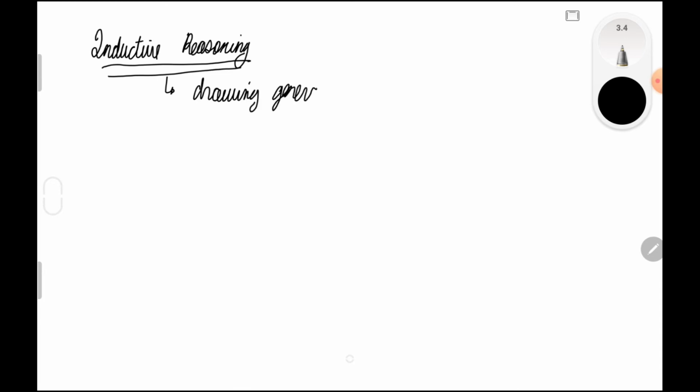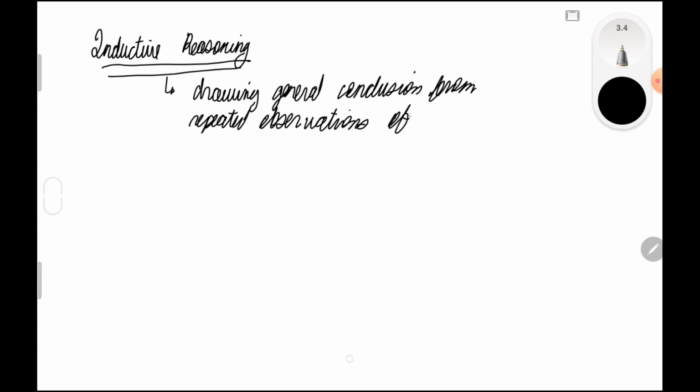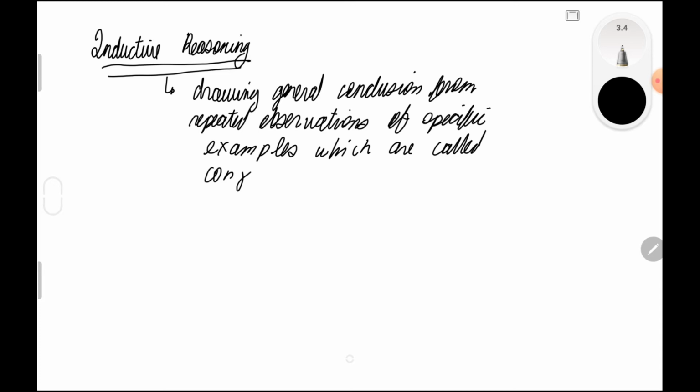Inductive reasoning is drawing a general conclusion from repeated observations of a specific example, which are called conjectures.